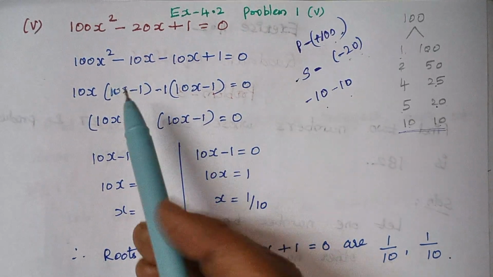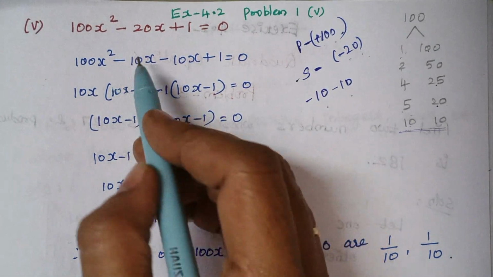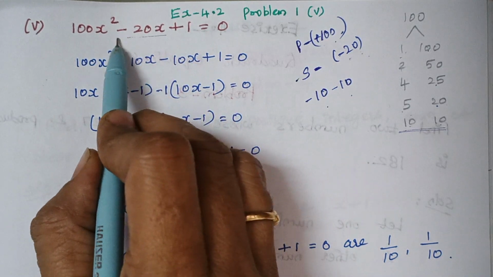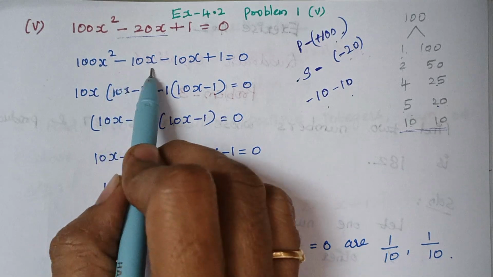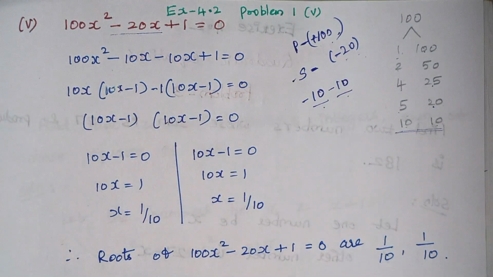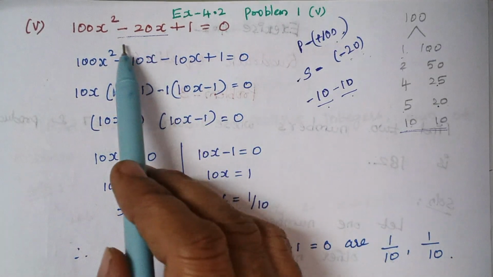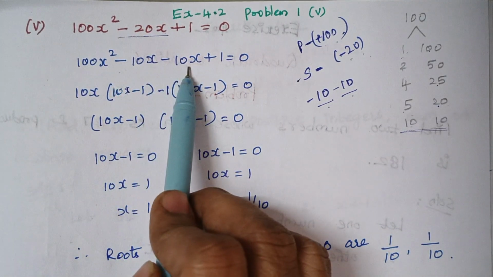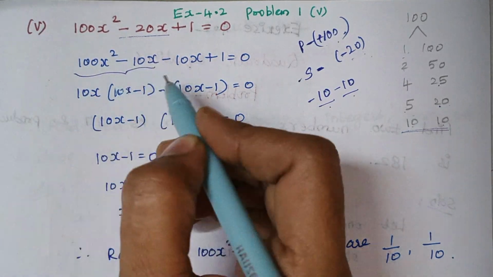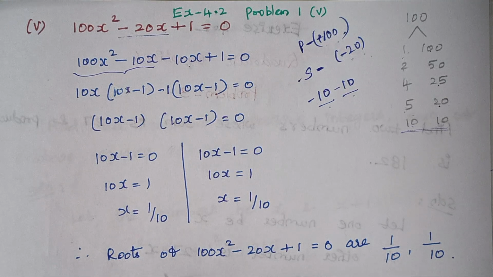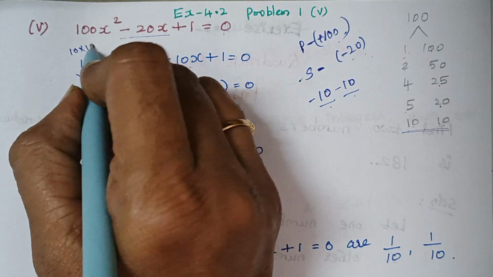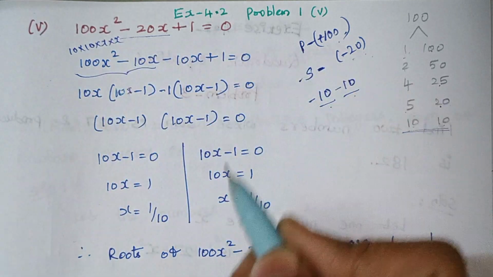Now the first step is splitting the middle term. So here you see, here we have minus 20x. So this minus 20x is written as minus 10x minus 10x. That is, we have selected minus 10 and minus 10 as the two numbers. So we are replacing the middle term with the respective numbers along with x. Now, when you look at the first two terms, what are all the common terms we have? We have 10x. Because 100x square can be written as 10 into x into x.